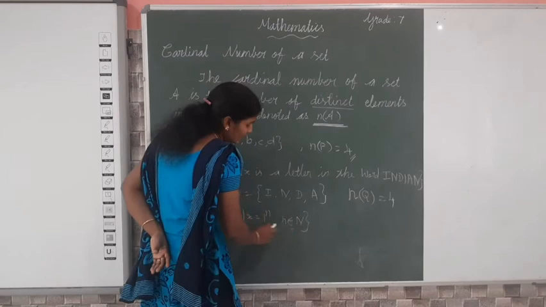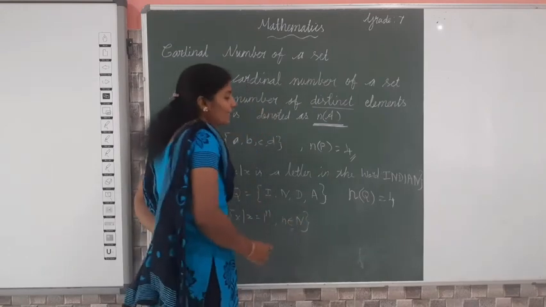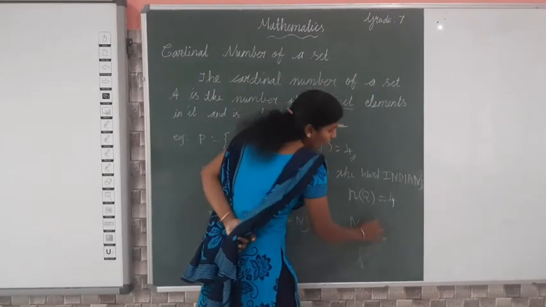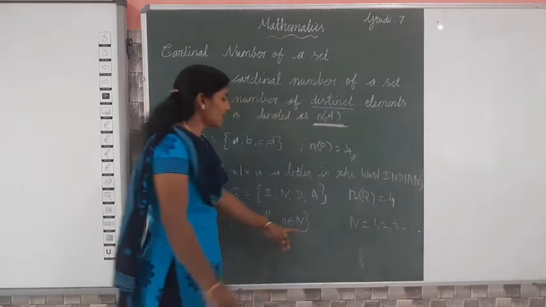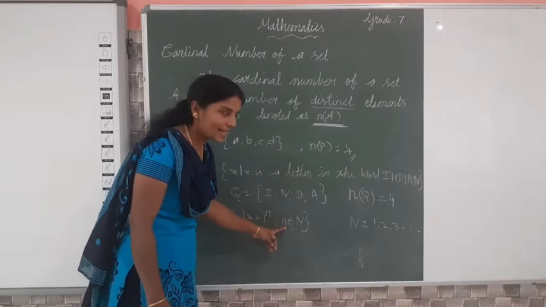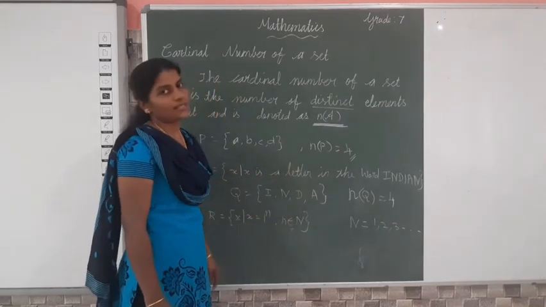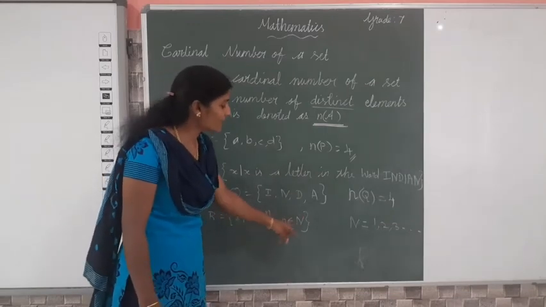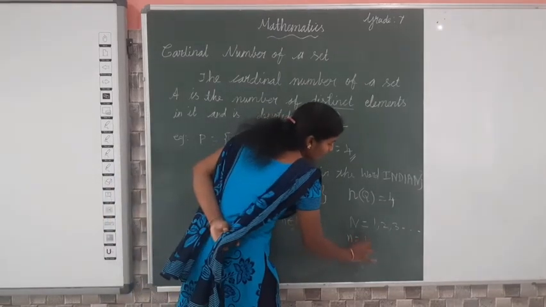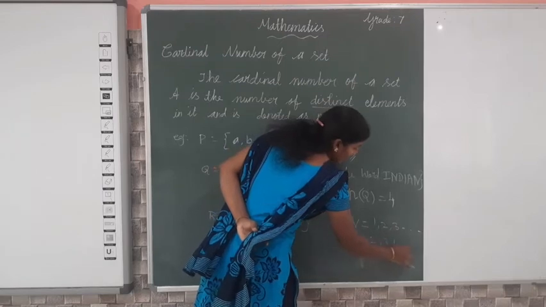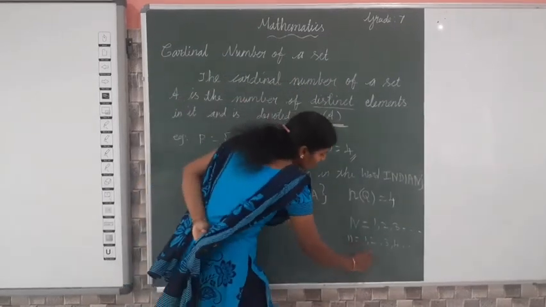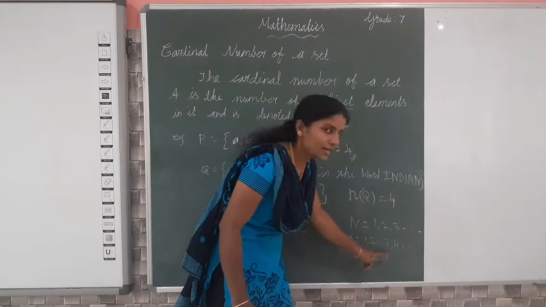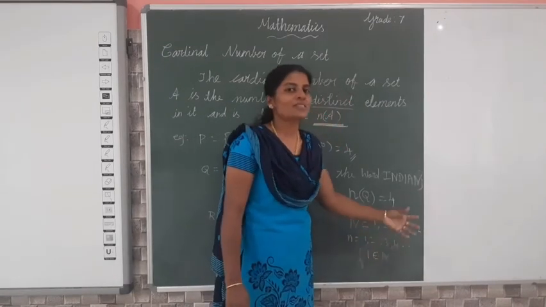Now listen. Here n belongs to N. Capital N means natural numbers, 1, 2, 3, etc. So all the values of n are natural numbers. Here 1 power n, with n belongs to N, means what are the values of n? n is equal to 1, 2, 3, 4, etc.